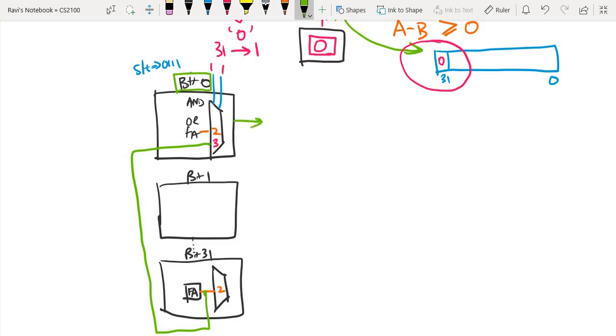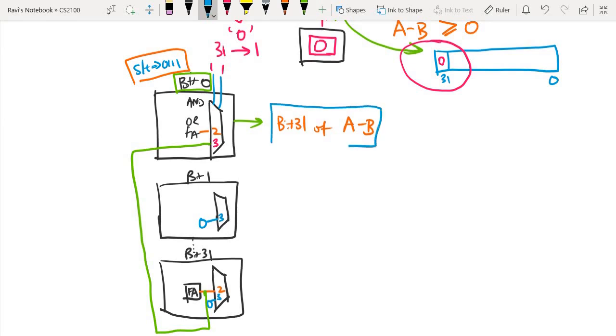The answer that comes out when my SLT operation is activated will be bit 31 of A minus B. We saw earlier that all the other bits must be 0. That means for all the other multiplexers from bit 31 down to bit 1, input 3 must be 0. Only for bit 0, input 3 is the bit 31 of the full adder output, which comes back from bit 31 of A minus B.